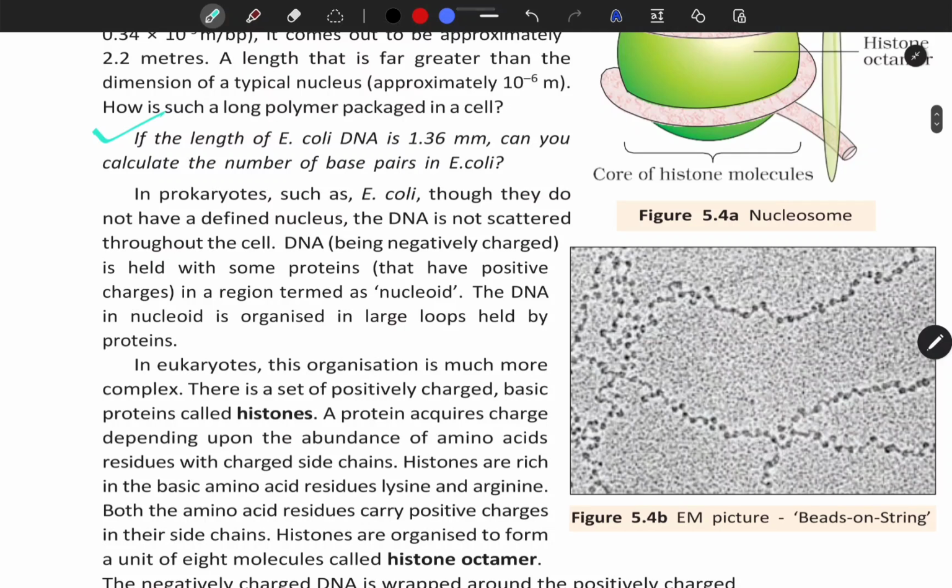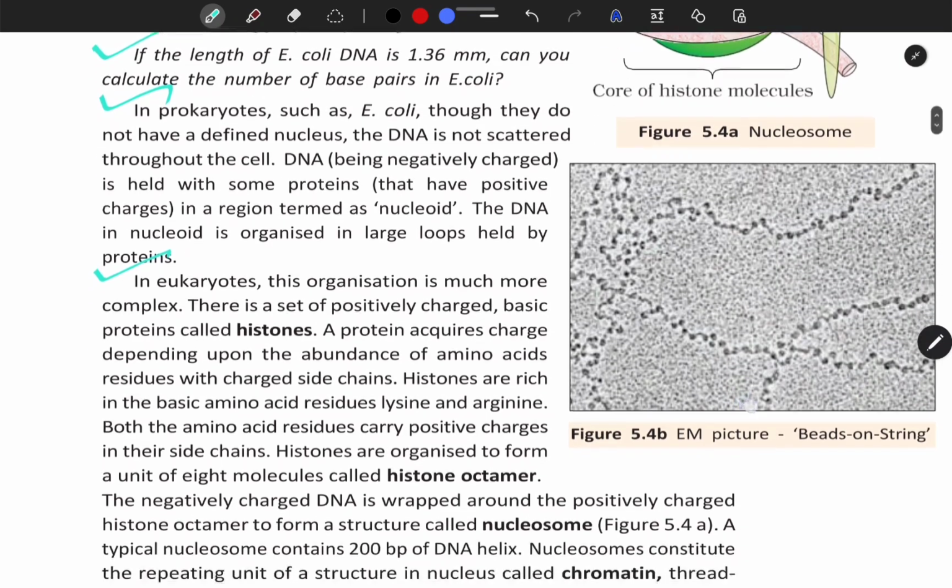If the length of E. coli DNA is 1.36 millimeter, can you calculate the number of base pairs in E. coli? In prokaryotes, such as E. coli, though they do not have a defined nucleus, the DNA is not scattered throughout the cell. DNA, being negatively charged, is held with some proteins that have positive charges in a region termed the nucleoid. The DNA in the nucleoid is organized in large loops held by proteins.